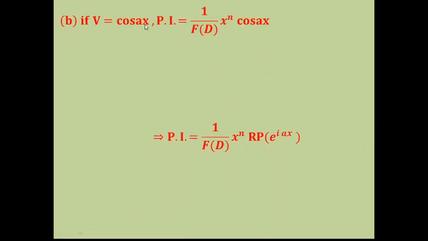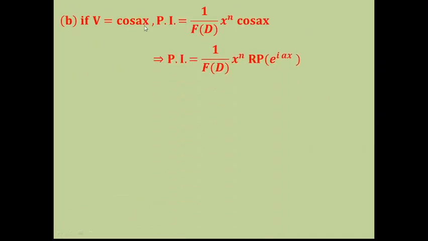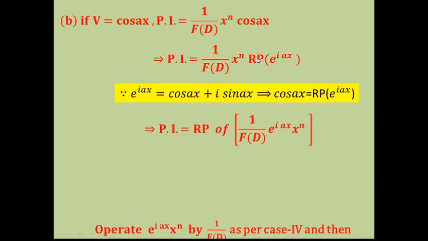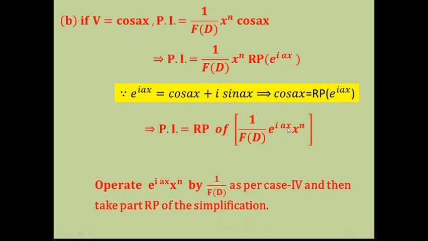Now similarly, we can have v as cos ax. What should be the changes to be implemented? Instead of the imaginary part, as cos ax is a real part, we will consider the real part of 1 upon f of D, e raised to power iax x raised to n. Simplify this according to case number 4, and whatever answer we get from that, we will consider the real part in order to get the final answer for the particular integral. So in this way, this case is applicable.